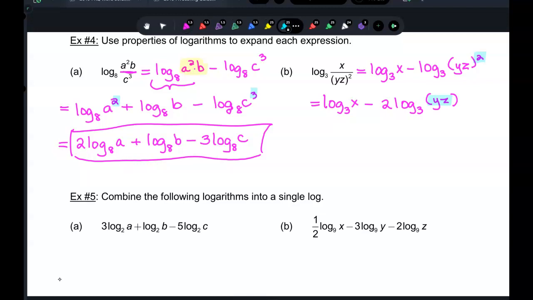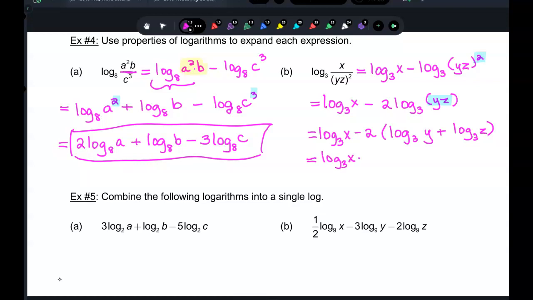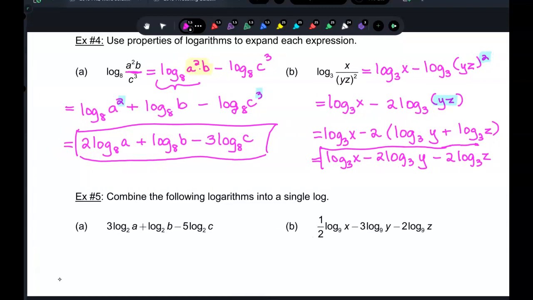Now I want to take care of those 2. So those multiplied is going to turn into the addition. But I need to make sure I'm careful here because the 2 would need to get distributed. So I'm going to put this in parentheses. I'm going to make this log base 3 of y plus log base 3 of z. And so now I can distribute. So I have log base 3 of x minus 2 log base 3 of y minus 2 log base 3 of z. And that is in expanded form.